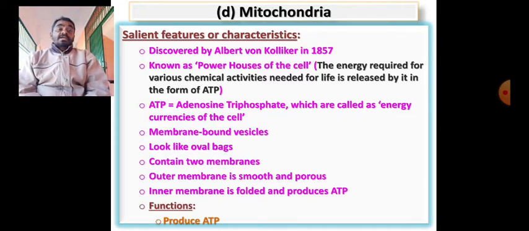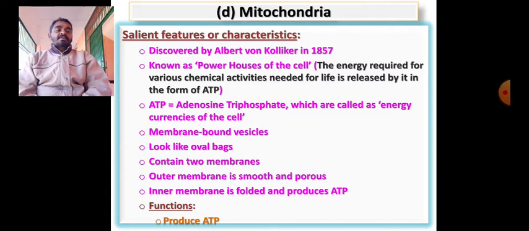So the ATPs, which are called energy currencies of the cell, are produced by mitochondria. That is why mitochondria are nicknamed the powerhouses of the cell. These mitochondria are also membrane bound vesicles. They are also oval shaped bags and they contain two membranes, outer membrane and inner membrane. The outer membrane is very smooth and has lots of holes, like the nuclear membrane we have seen, with lots of pores called nuclear pores. Similarly here also different holes are present in the outer membrane.